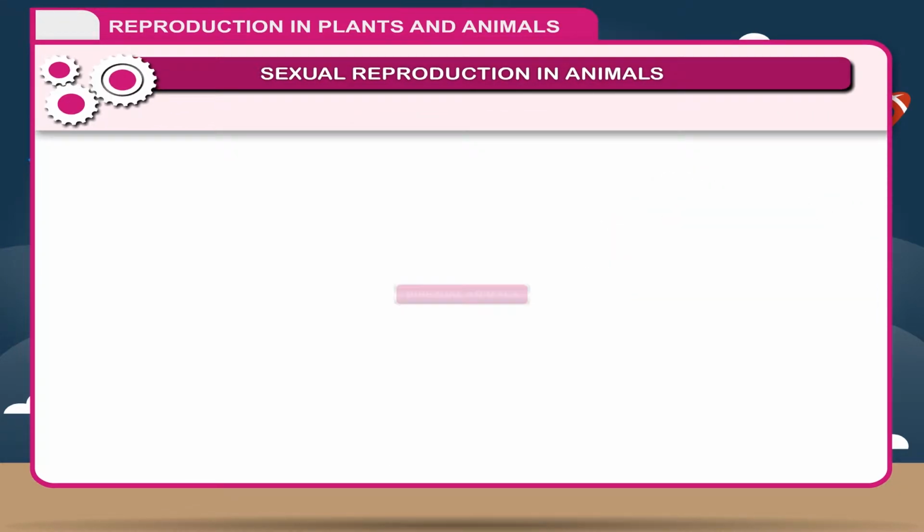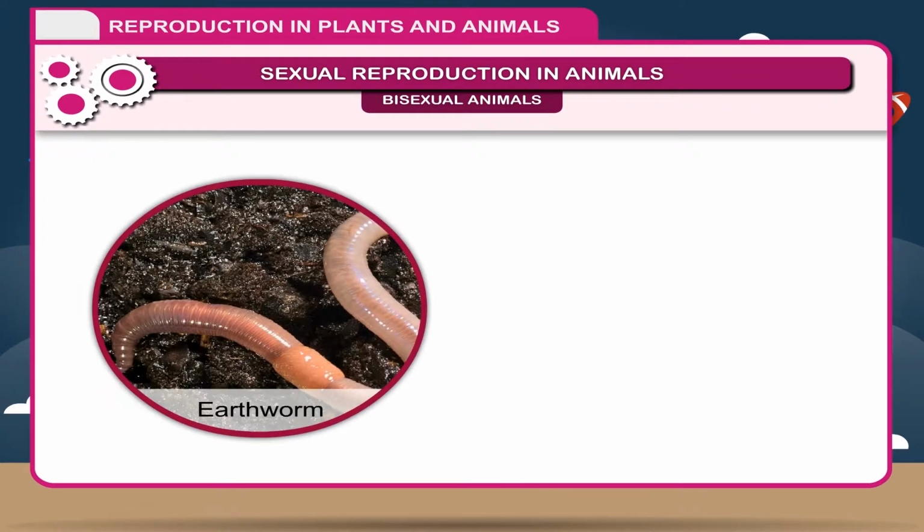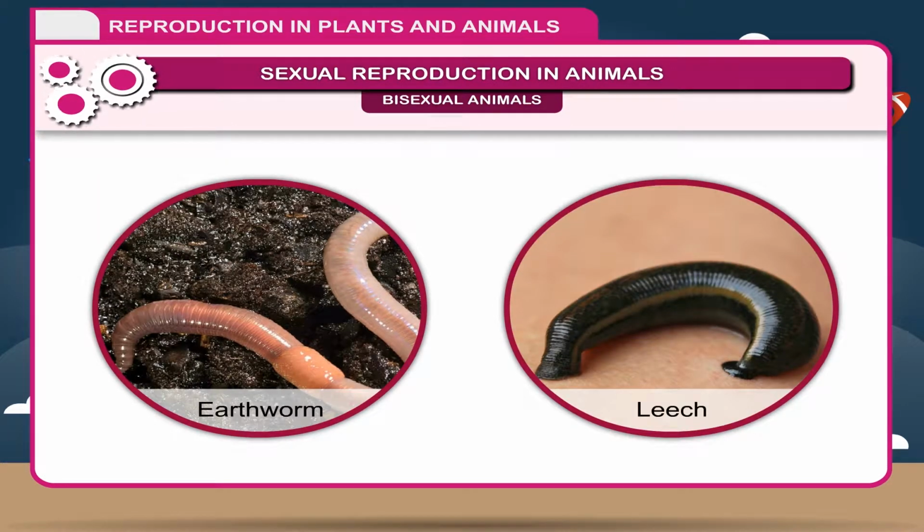Bisexual animals. There are certain animals where male and female gametes occur in the same individual. Such animals are called bisexual or hermaphrodites. For example, earthworm, leeches, etc.